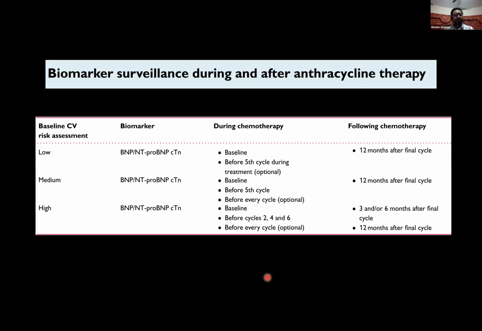So this is one of my last slides. The position paper, which I showed in the very first stage of my presentation, essentially outlined a timetable for biomarker surveillance during and after anthracycline therapy. And as you can see, it is essentially determined by the baseline risk of a patient. Depending on the baseline risk, one can pursue different time intervals during chemotherapy and following chemotherapy for the monitoring of BNP, NT-proBNP or cardiac troponin.